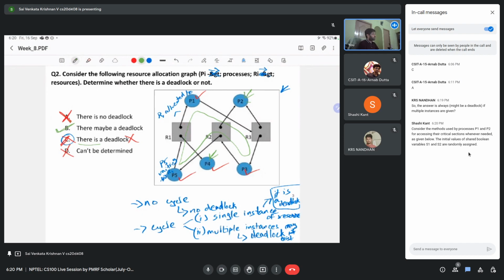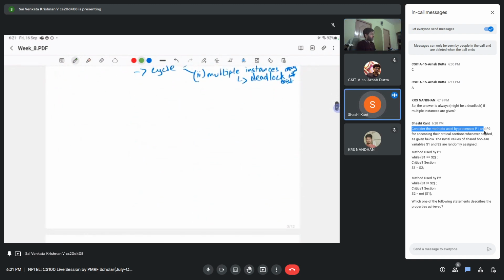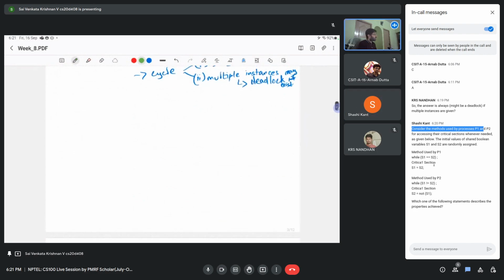Consider the methods used by processes P1 and P2 for accessing the critical sections whenever needed as given below. Initial values of the shared Boolean variables S1 and S2 are randomly assigned. Method used by P1: while S1 equal to S2, critical section, S1 equal to S2; method S1 not equal to S2. Shashikant, what's the question? I didn't get it. This is the whole question, and then you have to choose the option which one is correct, right.